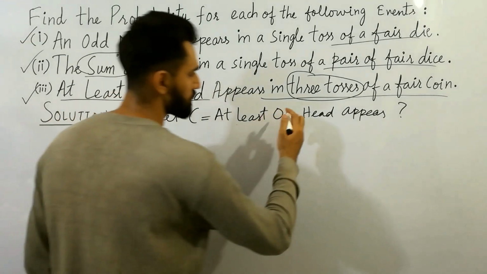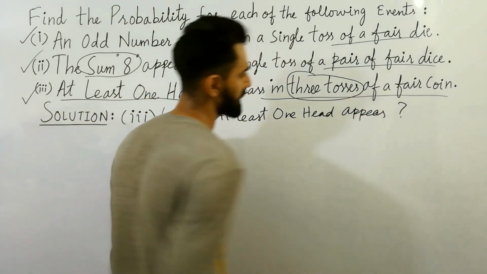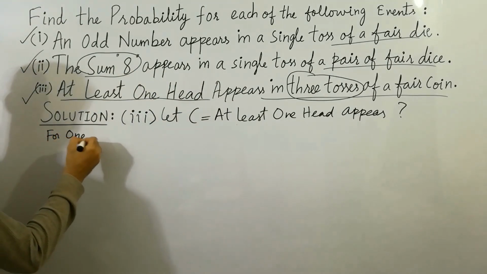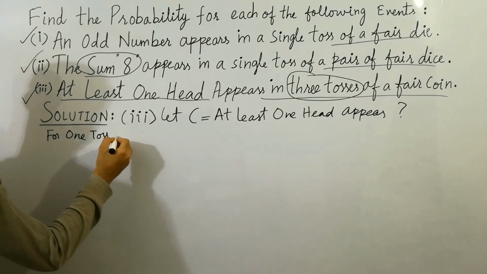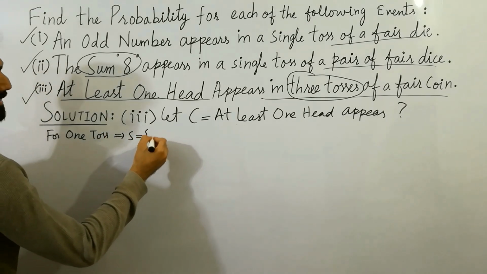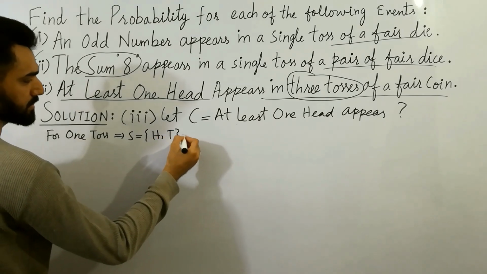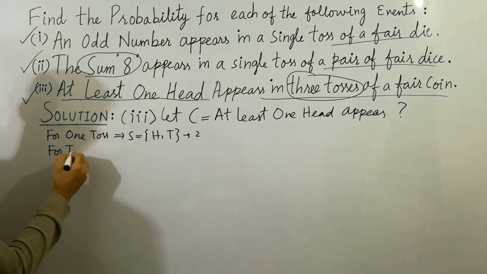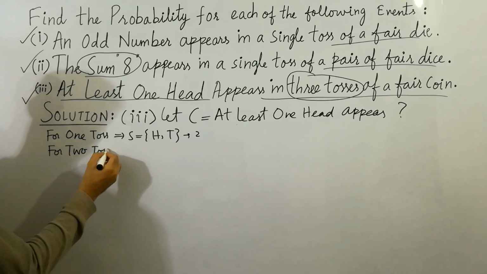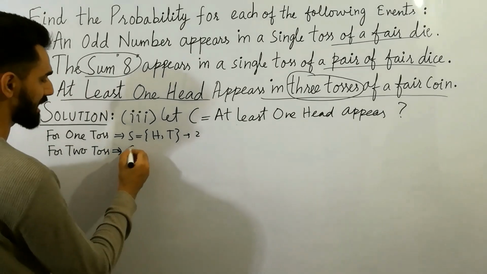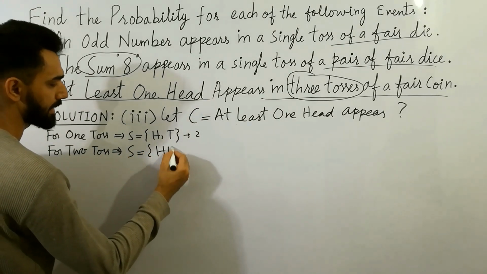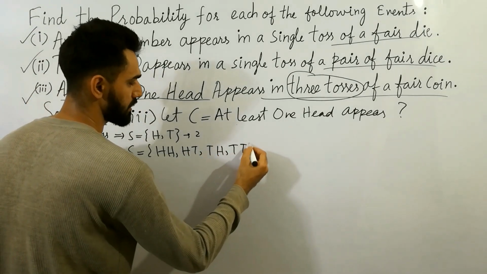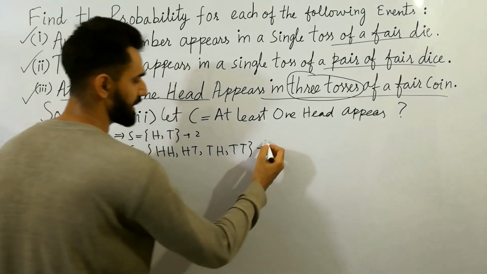For that, move to the next part, 3 tosses of a fair coin. You know that for one toss of a coin, the sample space is always equal to head, tail. These are the two outcomes. Next, for two tosses, the sample space is equal to head head, head tail, tail head, and tail tail. So these are the outcomes 1, 2, 3, 4.